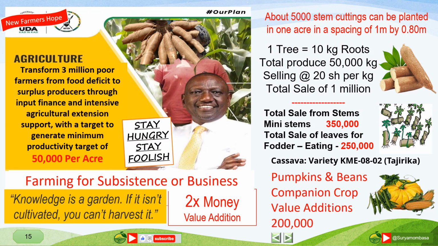Transform 3 million poor farmers from food deficit to surplus producers through input finance and intensive agricultural extension support, with a target to generate minimum productivity target of 50,000 per acre. Knowledge is a garden. If it isn't cultivated, you can't harvest it.